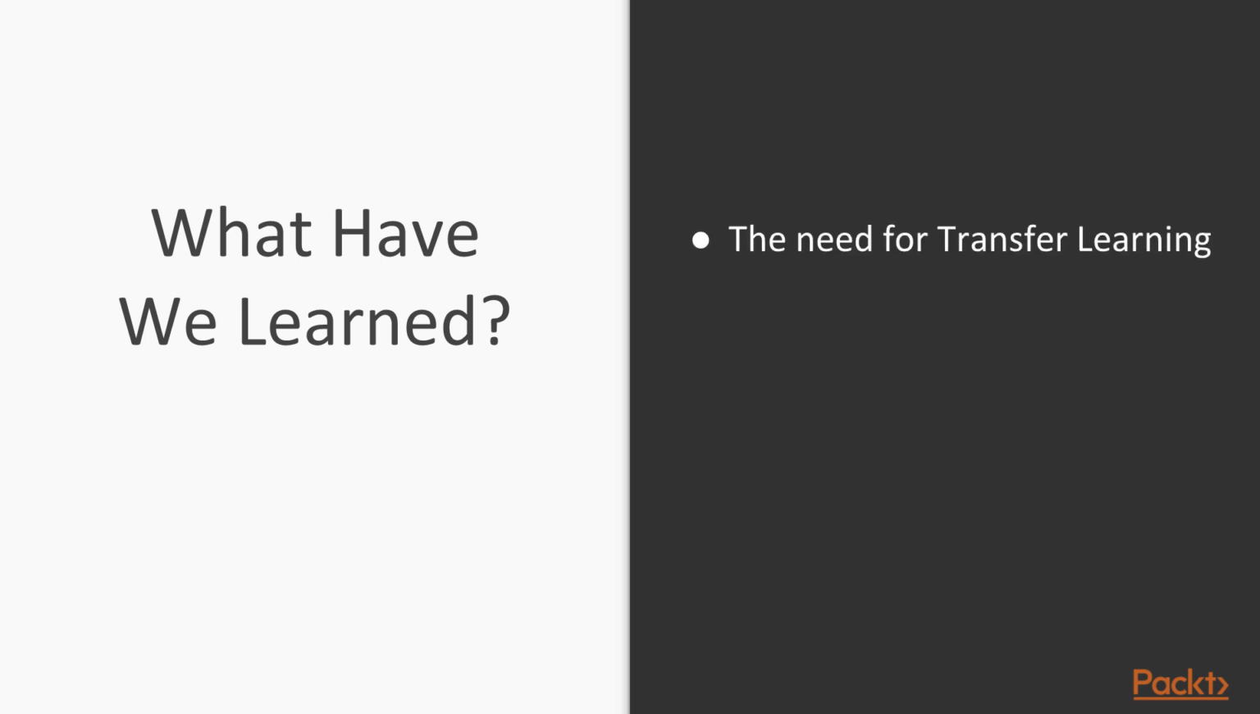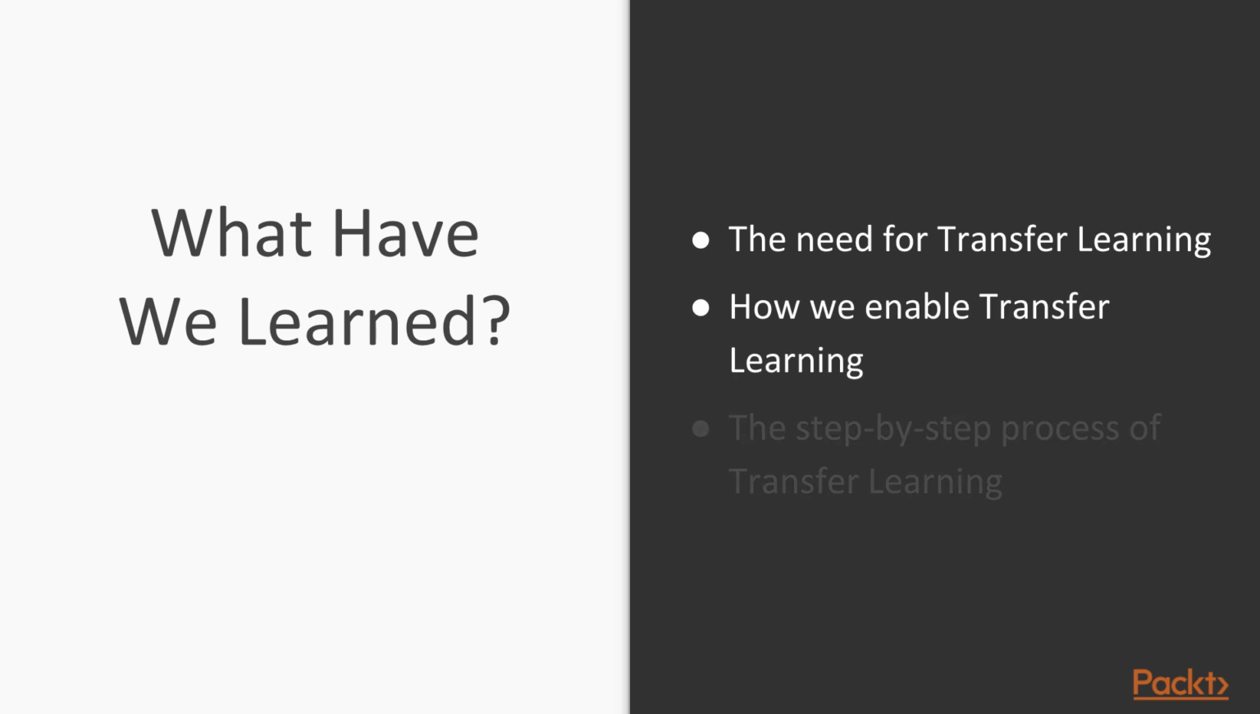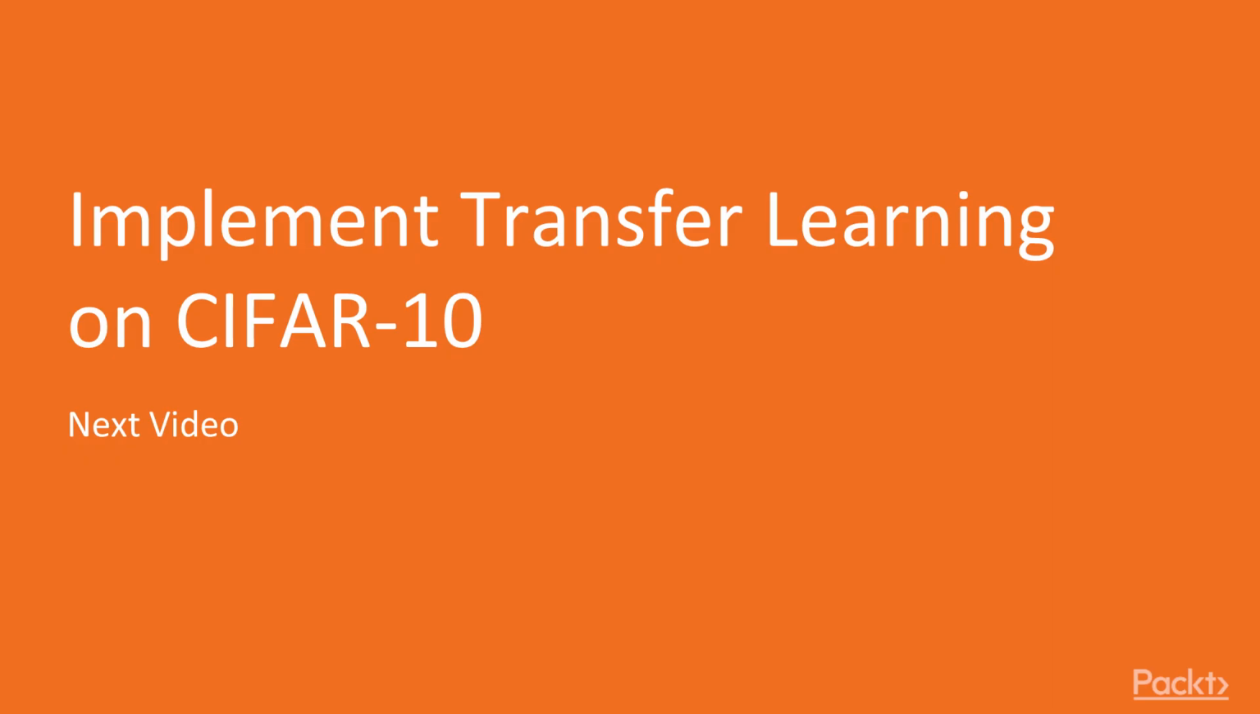Okay. So what have we learned in this chapter, this basic chapter that introduces the topic of transfer learning? Well, you've learned the need and importance of transfer learning. We've learned how it works, how we freeze the lower layers and just train the top layers, which is generally the step-by-step guide of doing it. So now let's move on to the next video where we actually implement transfer learning using Keras, TensorFlow, and Python on the CIFAR-10 dataset. So stay tuned.